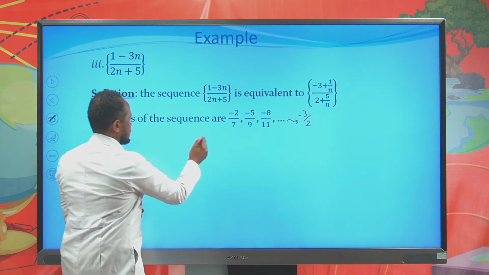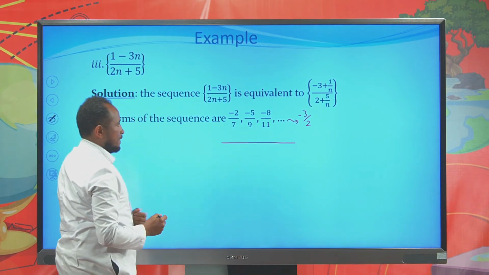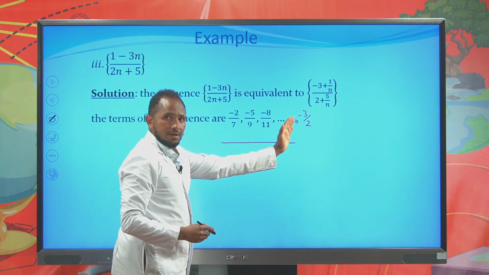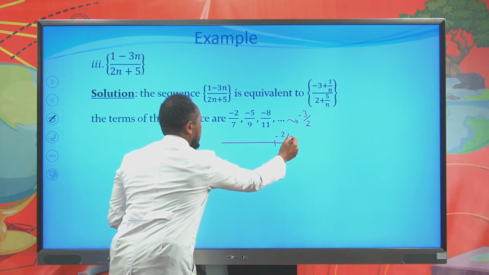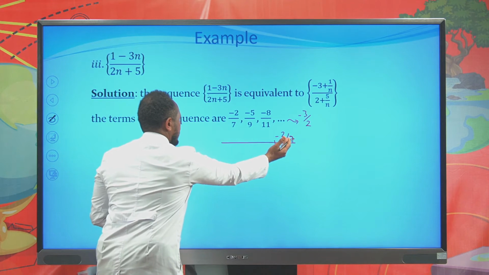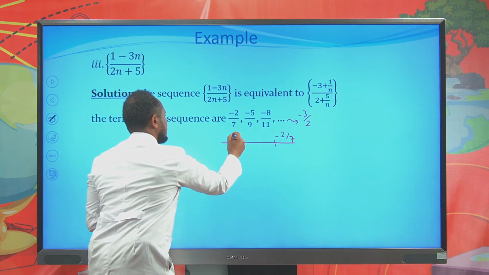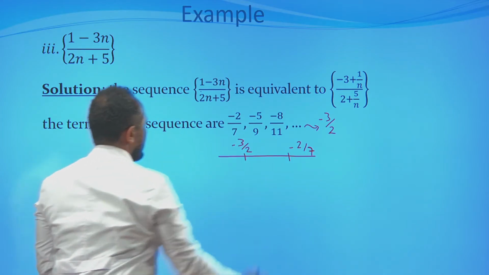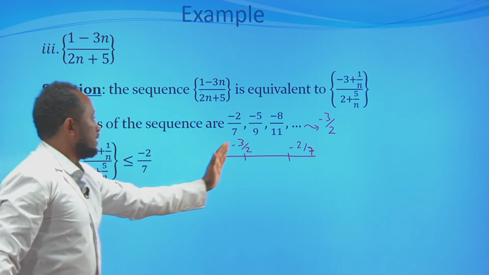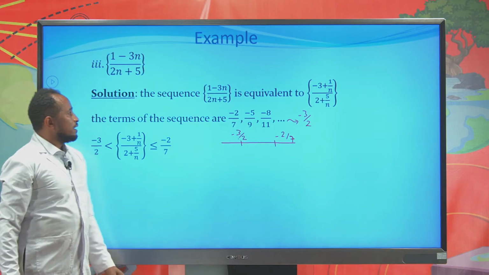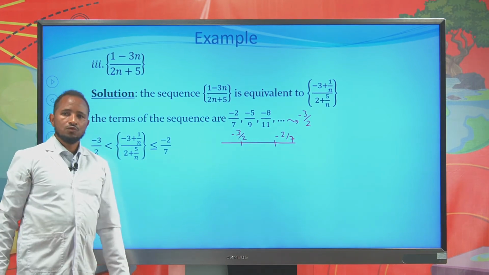When you see the values of this sequence, or the interval in which the sequence is found, let me put it like this. When you see these numbers, it's increasing. By the way, negative 2 over 7 is here. From negative 2 over 7, the value is decreasing. So you will find negative 3 over 2 here. Therefore, the values of this sequence are found between negative 3 over 2 and negative 2 over 7. Negative 2 over 7 is part of our sequence, so it includes negative 2 over 7.